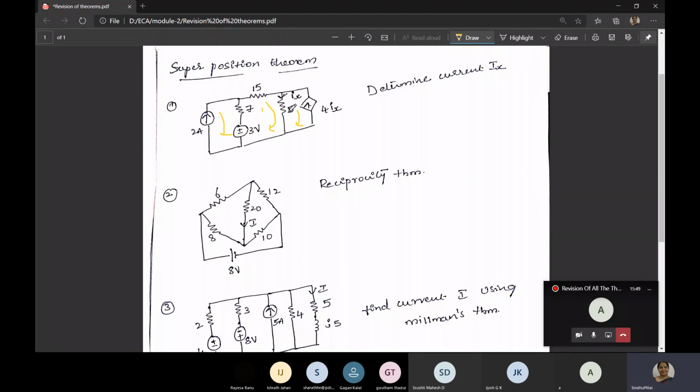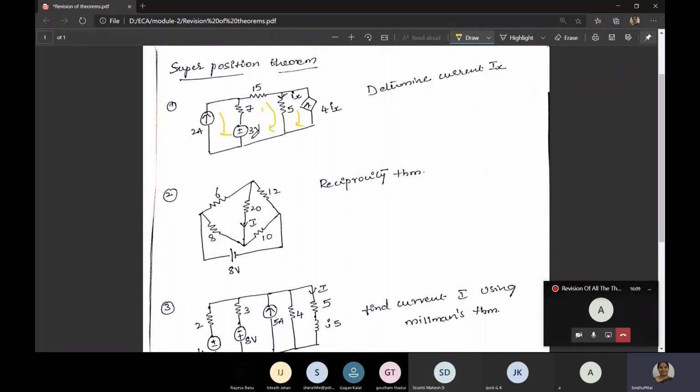So we have two currents in the 5 ohm resistor. The first one is I2 minus I3. Ix is nothing but I2 minus I3. So instead of Ix, you can write I2 minus I3. So follow that method and solve this problem.